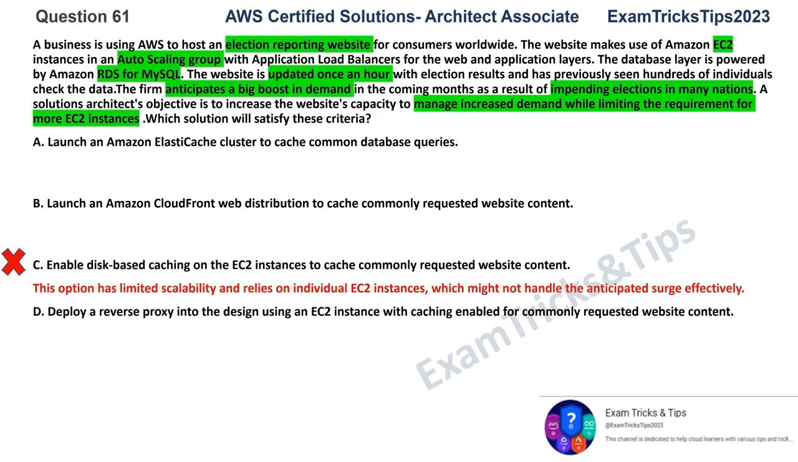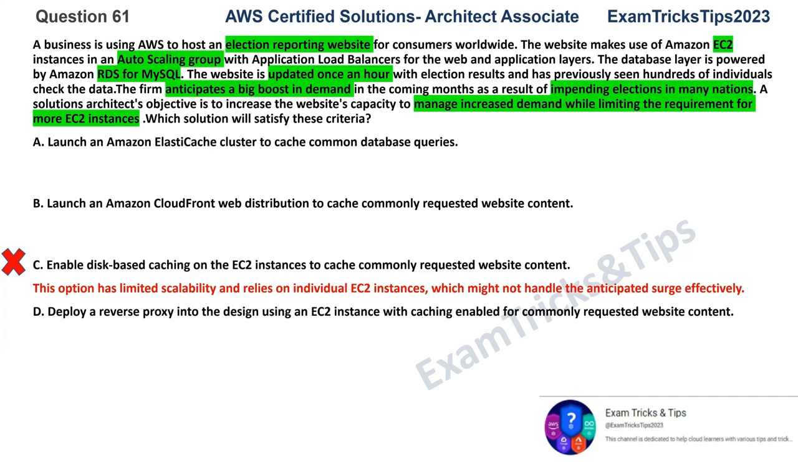That's option C, gone. The next one that appears wrong to me is the last one. It says deploy a reverse proxy into the design using EC2 instance with caching enabled for commonly requested website content. So this solution is suggesting that we have a dedicated EC2 just for caching, and this is going to add unnecessary complexity. And this option will introduce a single point of failure. So if you're saying that to the load balancers that we have, we create a dedicated EC2, and if that EC2 fails, then the overall solution is not going to work.